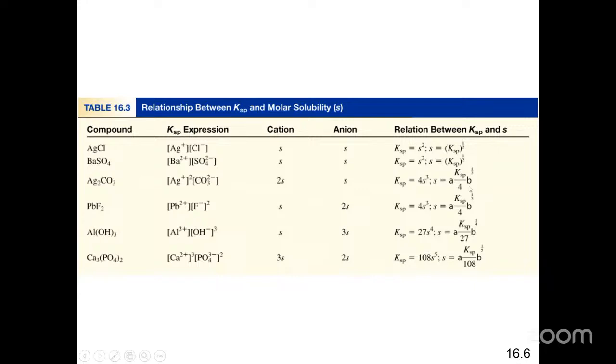I think there are some formatting issues here, because where you see the letters A and B, this should actually be parentheses. So please make a note of that. The A and B seems to be something that the computer just spits out. As you can see, in each of these cases, the Ksp to s relationship is dependent on the stoichiometry of the dissociation.